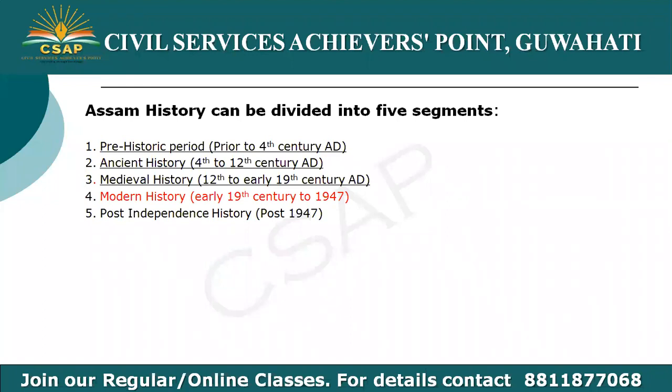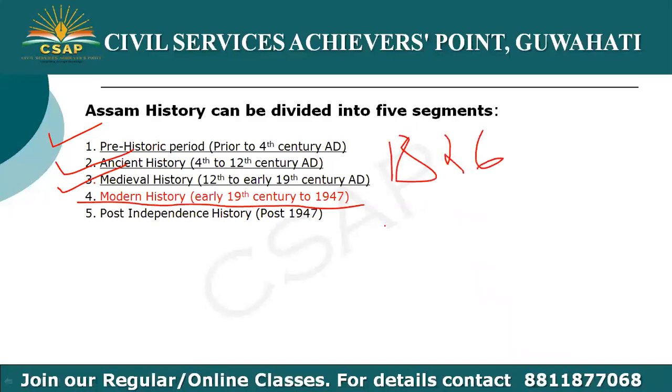As we have already discussed, the Assam history can be divided into five segments. We have already covered the prehistoric period, the ancient period, and the medieval period. So today we will begin the modern Assam history from 1826, that is the Treaty of Yandabo, to 1947 Indian independence. So this period is known as the modern Assam history.